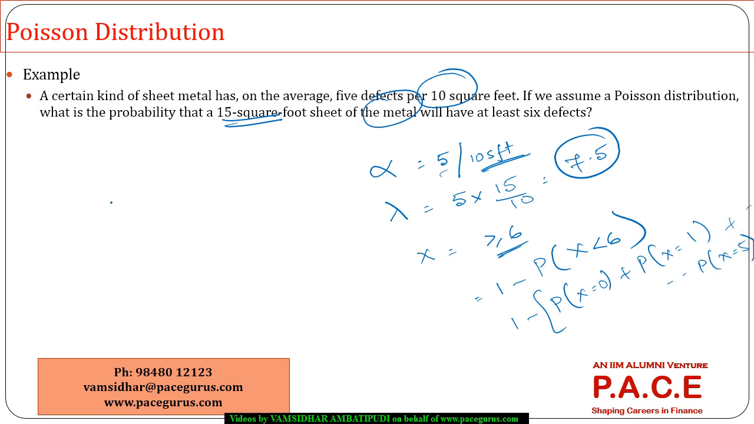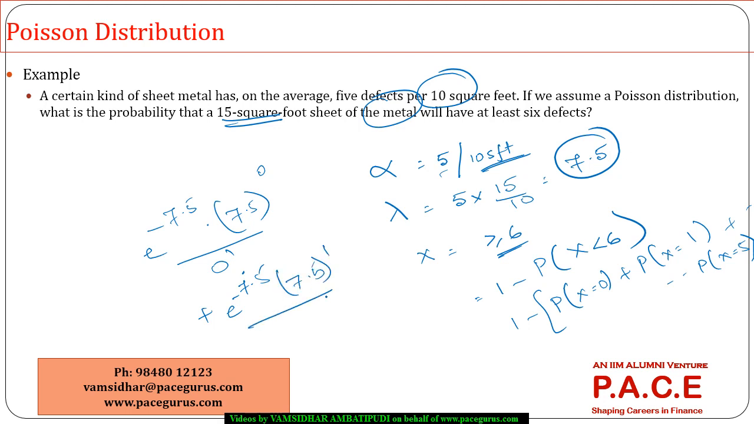And in all these cases it becomes e power minus lambda, lambda power x divided by x factorial. Up to 5 I'll do it and finally simplify the numerical. So these are the different kinds of numericals that I can solve with respect to the Poisson distribution.